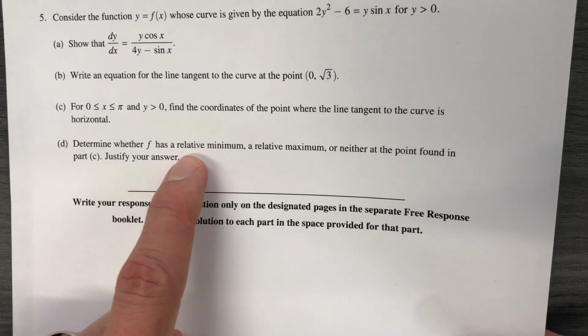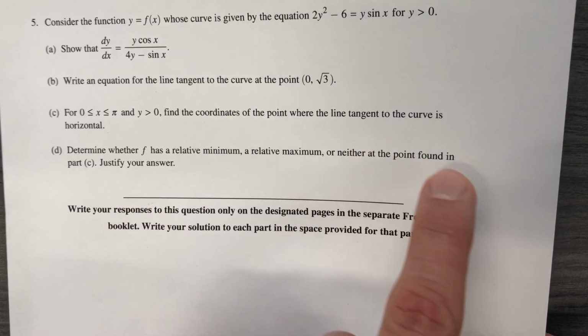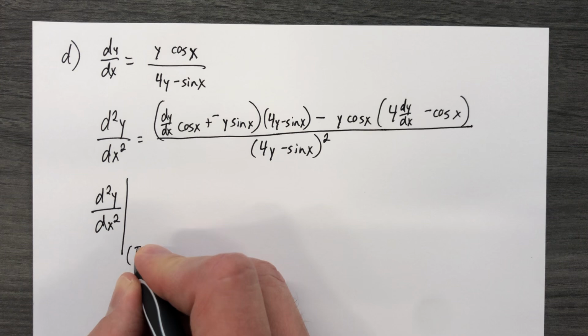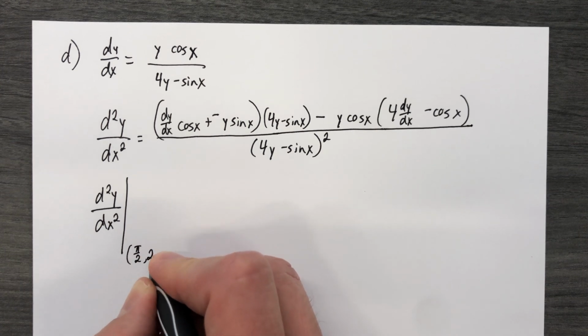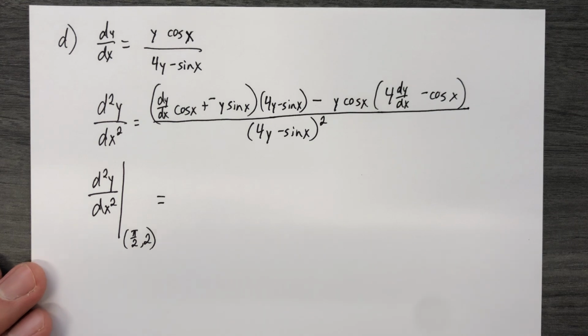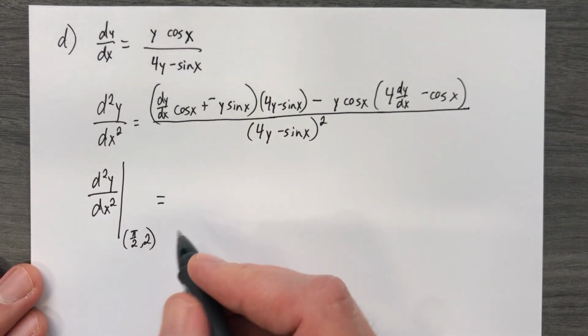Determine whether f has a relative maximum, minimum, or either at the point found in part C. So at that point. If you missed part C, take the answer you got and plug it in anyway. The work might be rough, but you're going to keep plugging along with what you got. All right, so here goes.